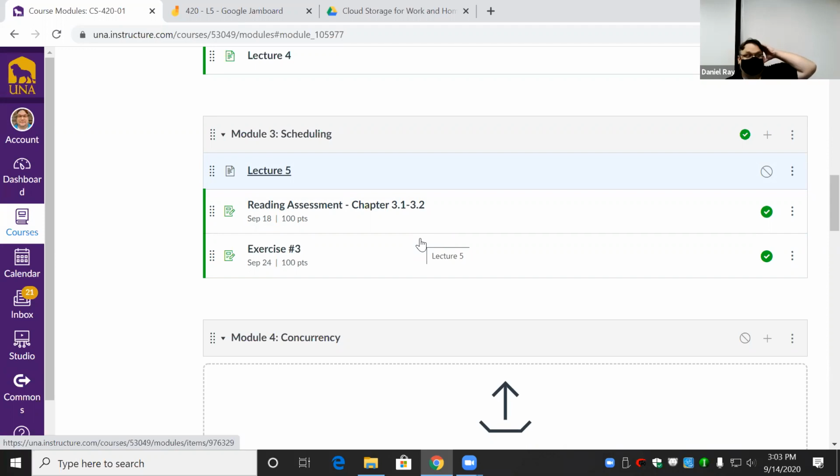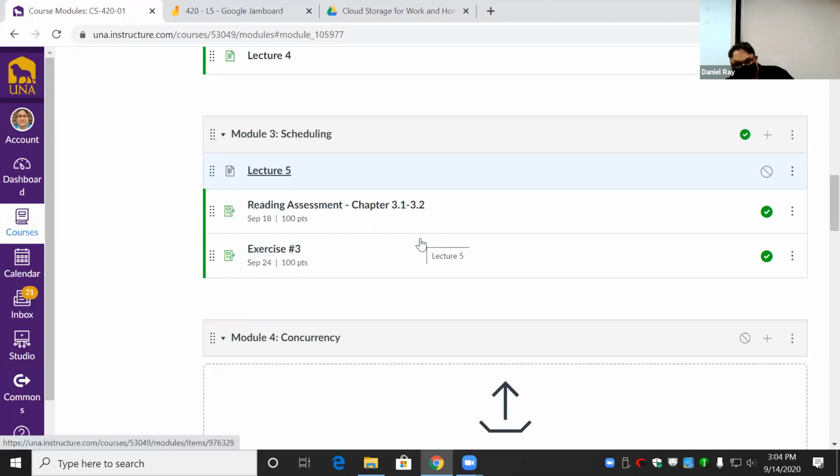Having talked about processes and threads and some of those details, it's now time to talk about the other part. If we're going to have multiple processes, then how are we going to decide what process does what thing at what time? Okay, and that's going to be dealt with by the scheduler.